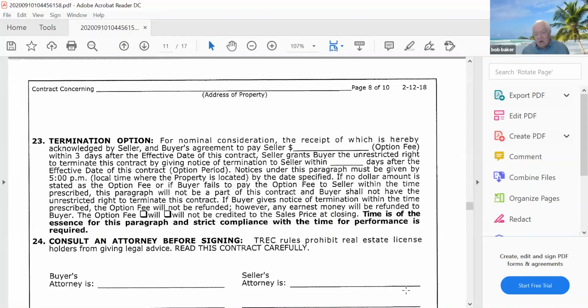And you want to make sure you look at the calendar. You've got 5 days from the effective date of the contract. Make sure you're not coming up on a holiday weekend that could really impact your buyer being able to get inspections done and things of that nature.